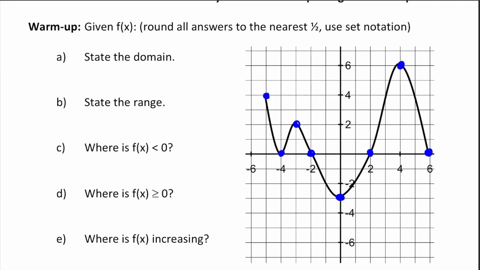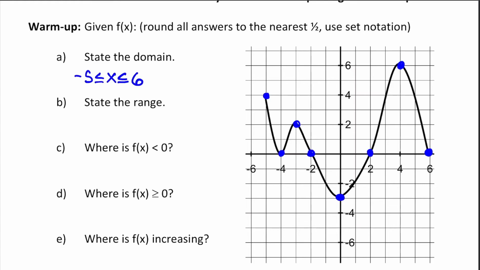So first of all, state the domain. We know domain, the x values, right? So it looks like from here to here, this interval will be the domain, -5 to 6. -5 is less than or equal to x is less than or equal to 6.